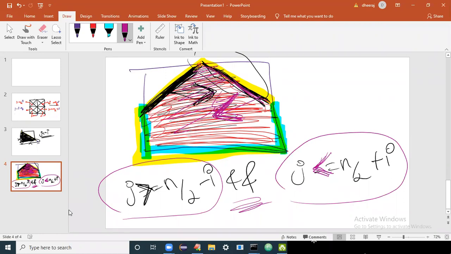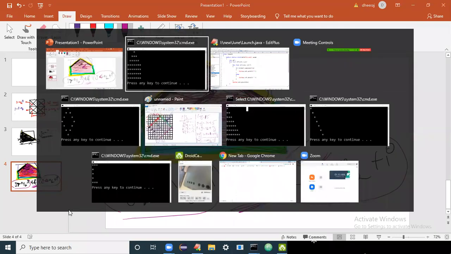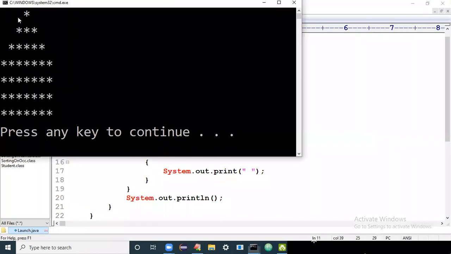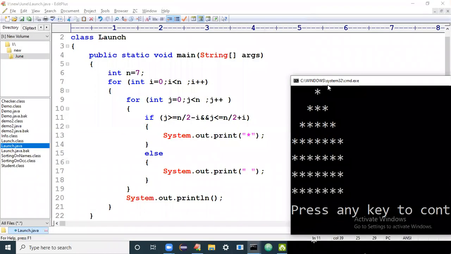Take this screenshot. I hope you have taken the screenshot. Now, take the screenshot of the code also. Yes, take the screenshot.